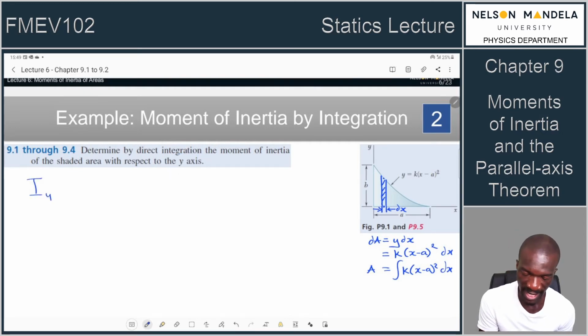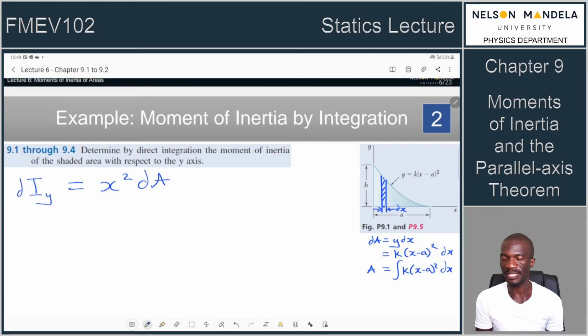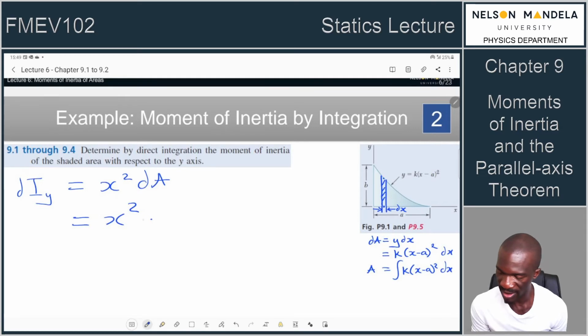So our dI about the y-axis is obviously equal to our x squared dA. If it's about the y-axis, it's actually the easier case. So what is our x squared? Our x in this case is just a normal x. What is our dA? Our dA is y dx. So we actually have that as k into x minus a all squared dx.